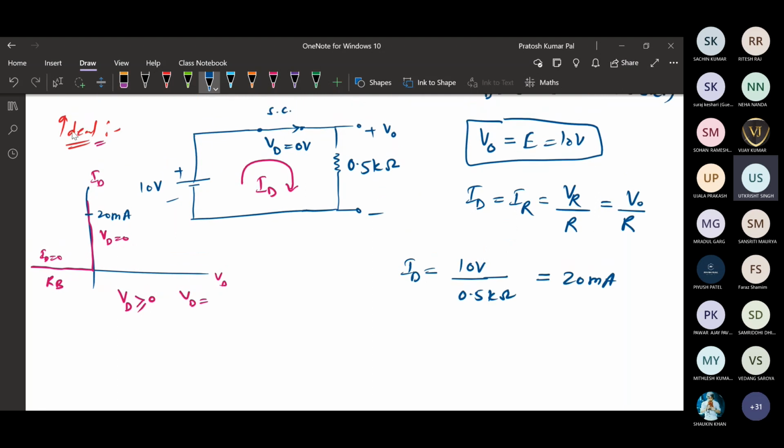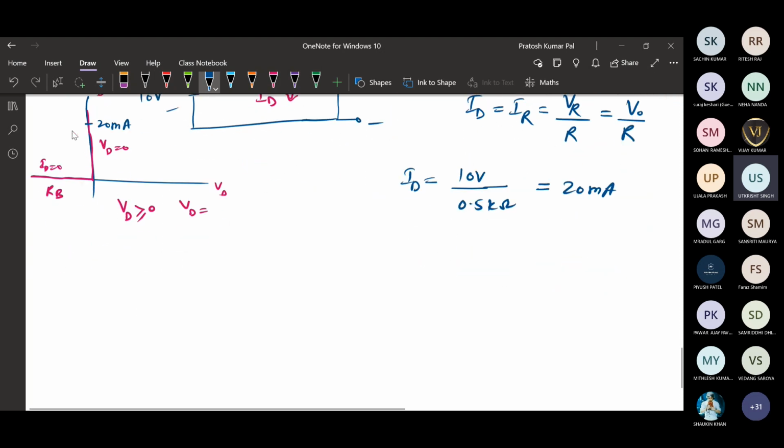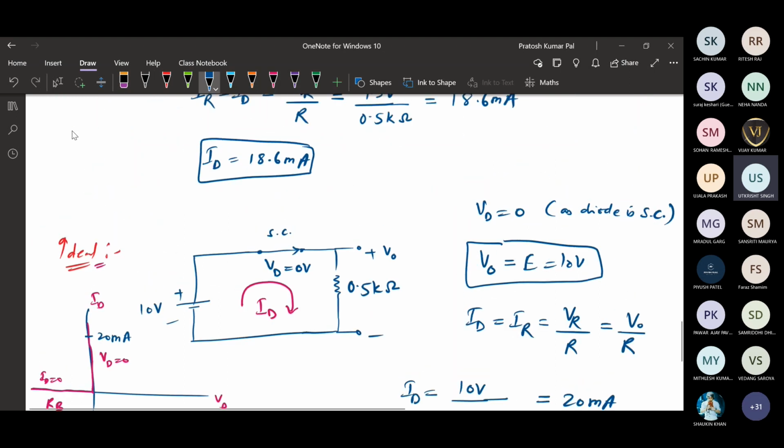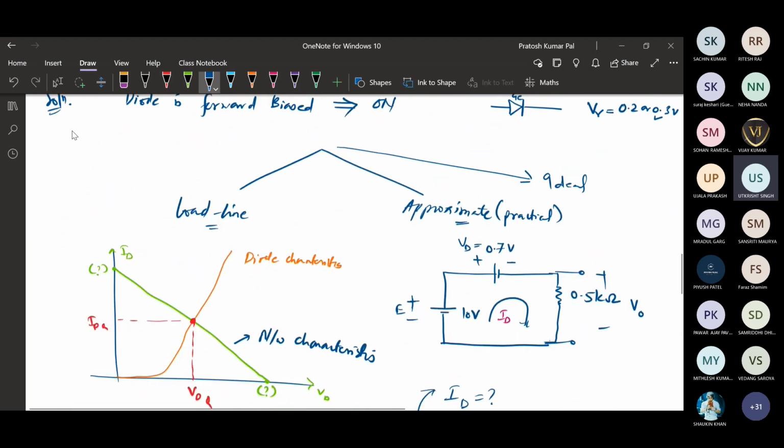Similarly, if we want to analyze the circuit in the reverse bias case, whatever reverse bias voltage we are applying, that same reverse bias voltage will be coming out across the diode also, because it is open circuit. So that we will see later. This is how the analysis can be done for a given circuit of a diode.